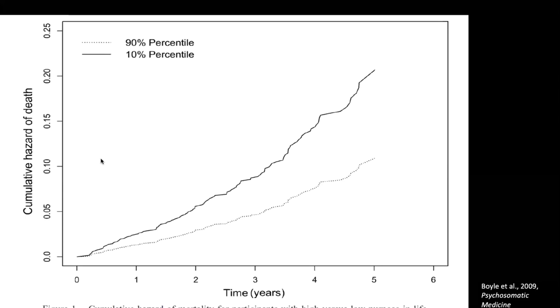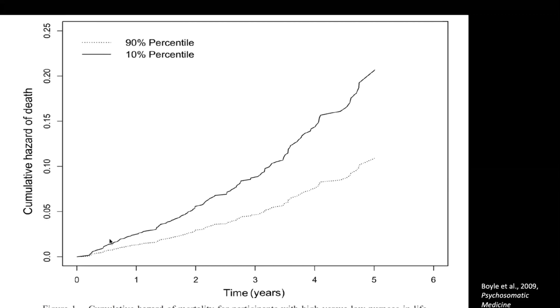So this is a slide where on the vertical axis we have the likelihood of dying, and this is time in years. These are people who are 70 years and older, tracking them over time and carefully matching them at the beginning on their medical histories.